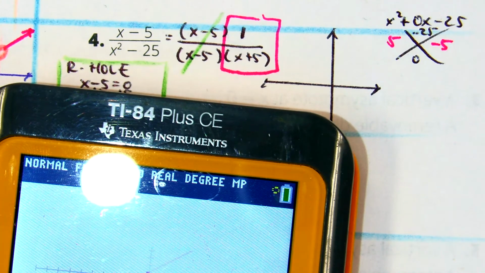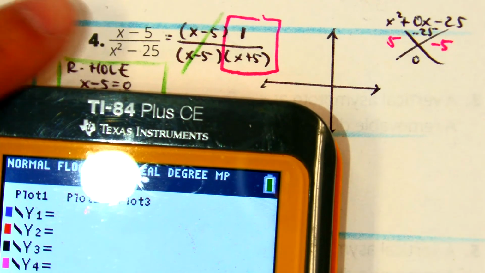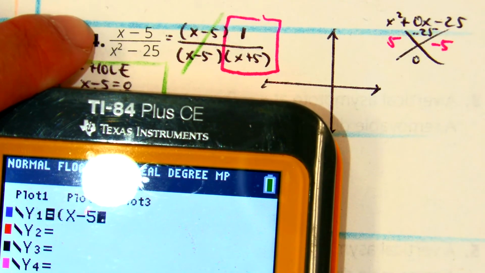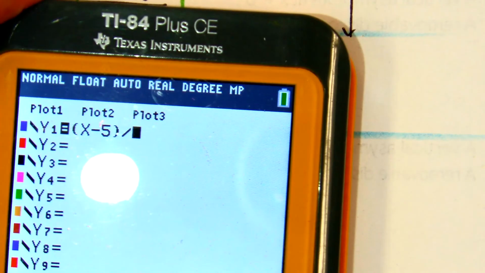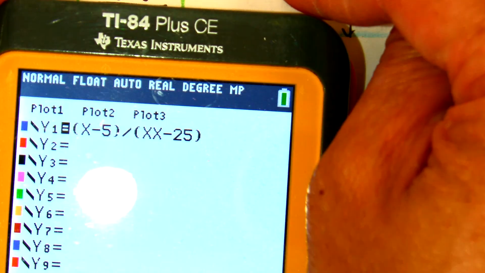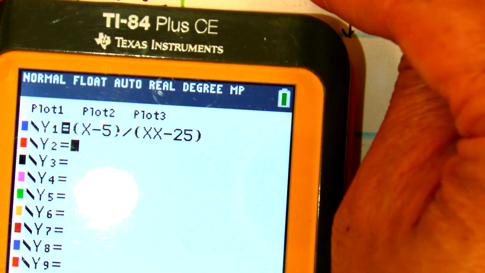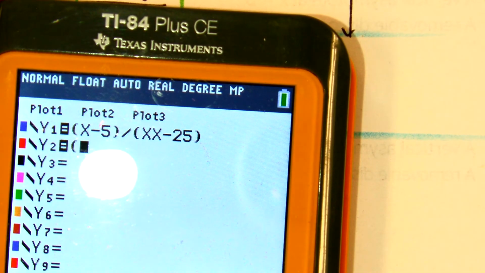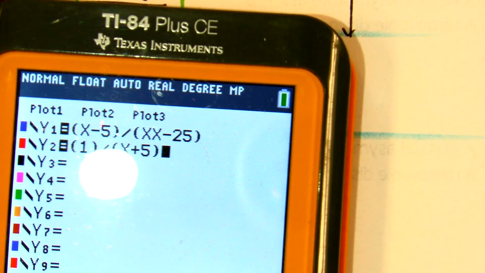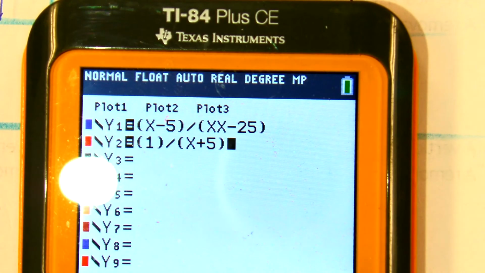Now, if you're not sure if yours is correct or not, you can graph both. Parentheses, x minus 5, close the parentheses, division, parentheses, x squared minus 25. I want to double check that this is correct. If you have a graphing calculator, this can actually show you or prove to you that they're actually the same. Parentheses 1 divided by x plus 5. Use lots of parentheses. It is wrong if you just type in 1 over x and then plus 5, because it'll be 1 over x, plus 5.